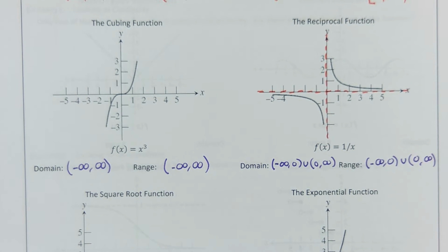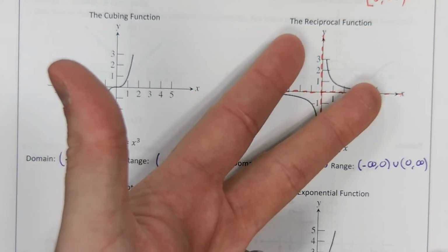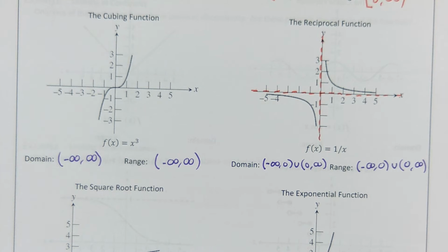And another thing about it that's really cool, it is its own inverse. You don't have to know that yet, but it's a self-invertible function. It cancels itself, which is really cool. So if you reflect it over the line y equals x, you get the exact same graph. It's pretty neat. All right. Next.